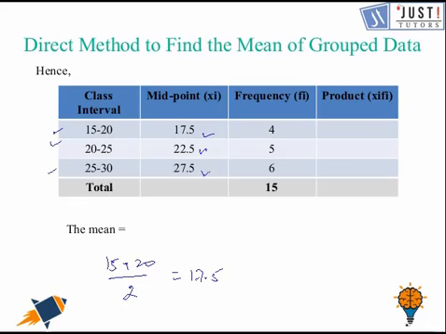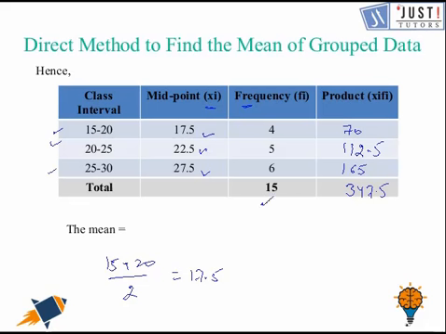Now we need to find xi fi. That means we need to multiply this and this, and the answer would be 17.5 times 4 is 70, 22.5 times 5 is 112.5, and then 27.5 times 6 is 165. Now we need to add them all up. That's going to be 347.5, and we've got the total of fi's already, which is 15.